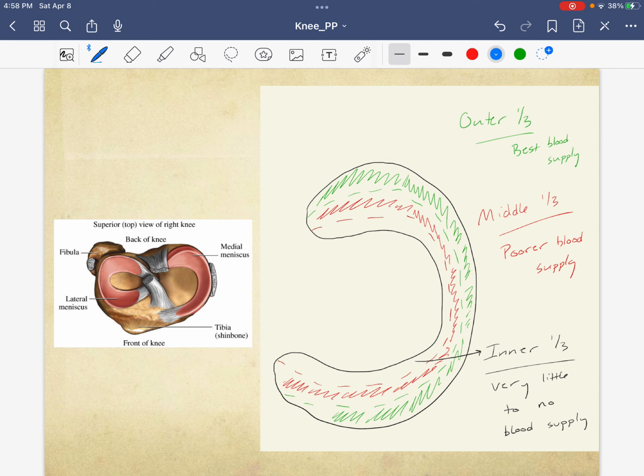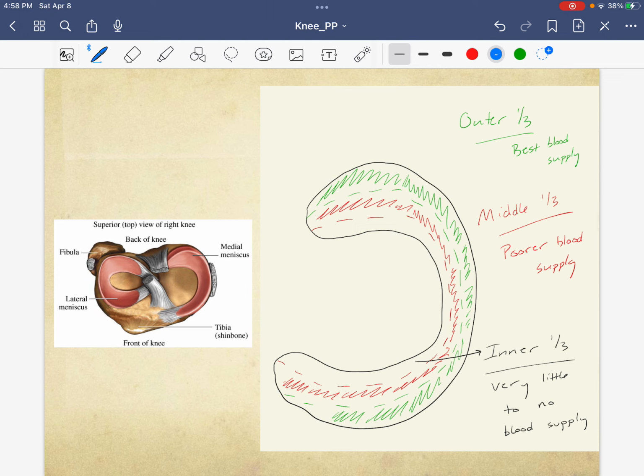Okay, looking at the menisci, they have a poor overall blood supply. This is a bad drawing, but I think by now you've come to know that about me. But bone tends to have a really good blood supply. Muscle has a pretty good blood supply.